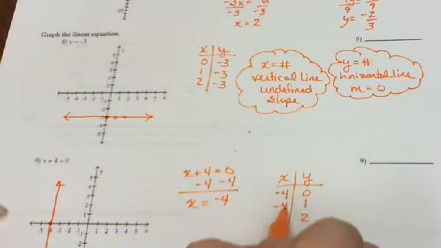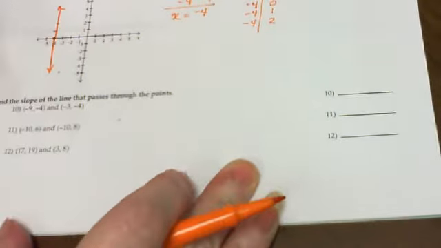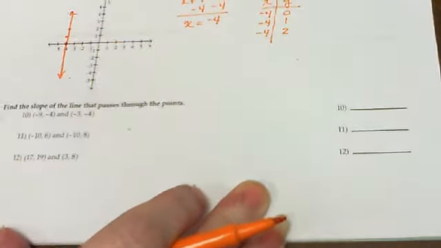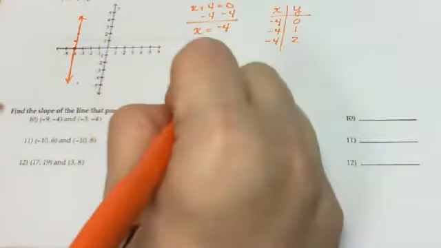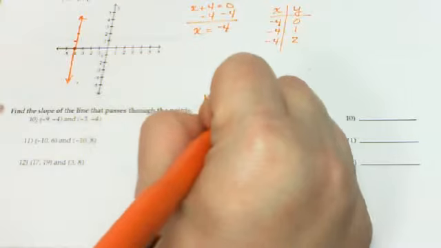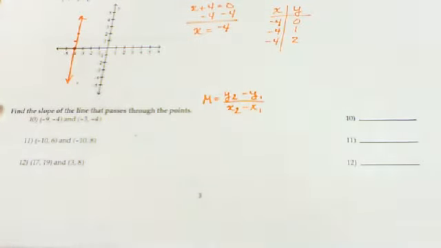For problems 10, 11, and 12, you need to make sure that you have memorized this formula. M equals y2 minus y1 over x2 minus x1. We don't give you a formula sheet. You have to already know them by heart.